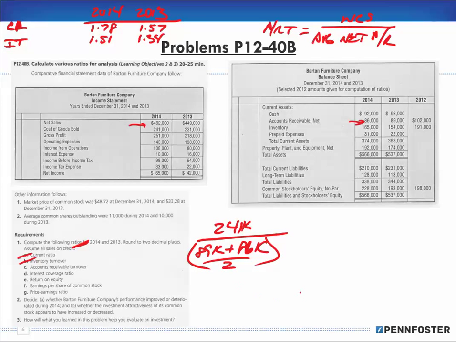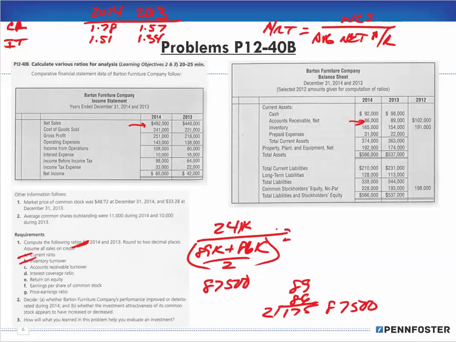89 plus 86 is 175, divided by 2. That's 87,500. And when we divide 241,000 by 87,500, we end up with 5.62.